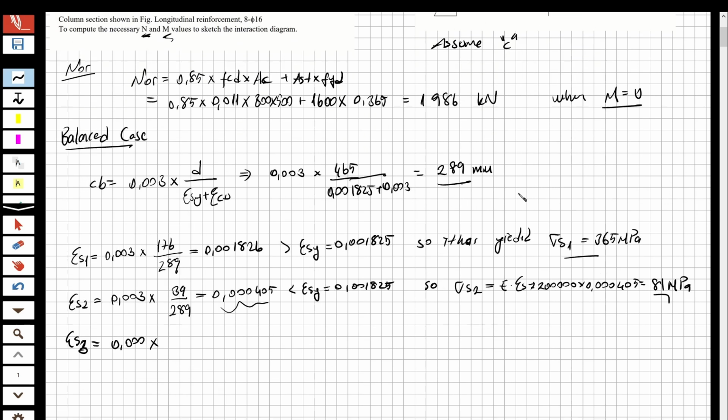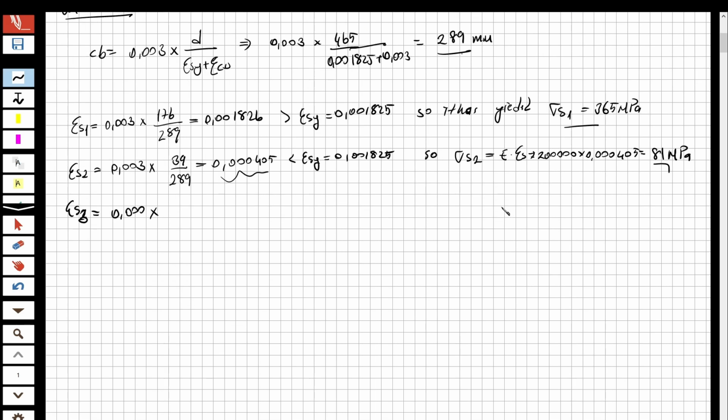So, this is 254 over 289, and this is going to be equal to 0.0000264. Okay, and this is greater than epsilon sy, and it's equal to 0.001825. So the stress is going to be equal to 200. So for the third one, it's going to be 265 megapascal.